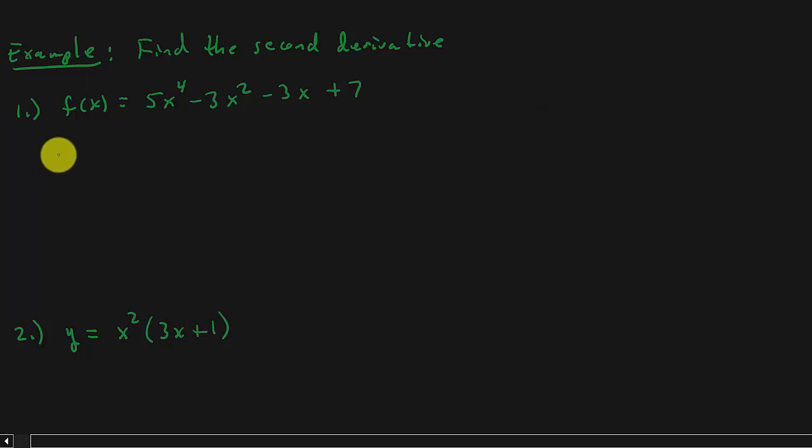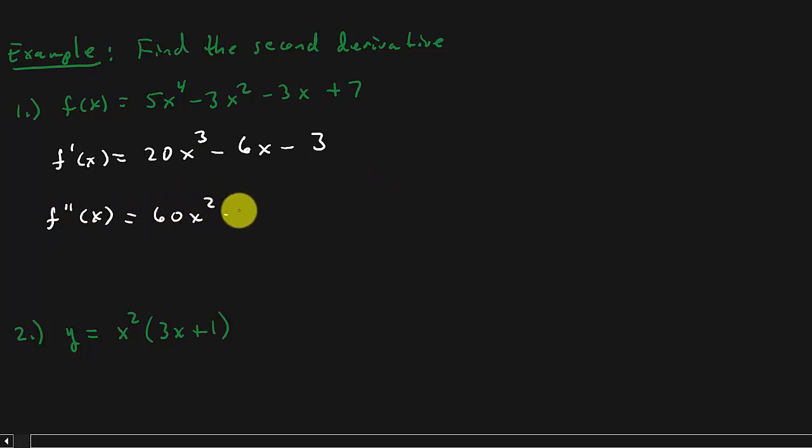So we've got f prime of x is equal to, well, take the derivative. 4 times 5 is 20. Subtract 1 from the exponent. 2 times 3 is 6. Subtract 1 from the exponent. Derivative of minus 3x is 3. Derivative of 7 is 0. And then the second derivative, I just take the derivative of that. So that's going to be 60x squared minus 6. And there's your second derivative.